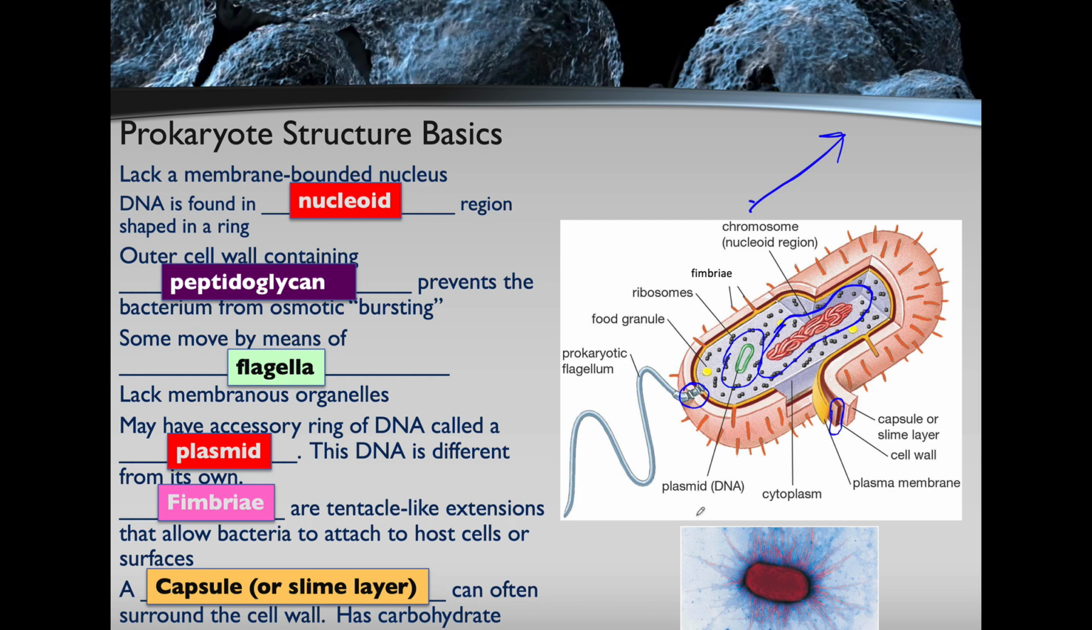Lastly, a capsule or slime layer can also surround our cell wall, and this will have carbohydrate chains protruding from it itself. Those carbohydrate chains may add to the pathogenicity, how harmful a particular bacteria might be, or it may provide a resistance or defense to certain drugs or chemicals that would normally kill it. And you can see right here that it's outside of the cell wall we were talking about. So it's this peach-colored layer on the outside here with all the spikes attached to it.